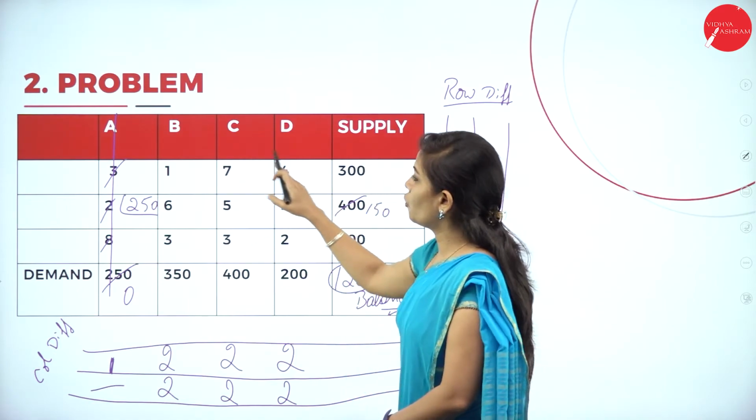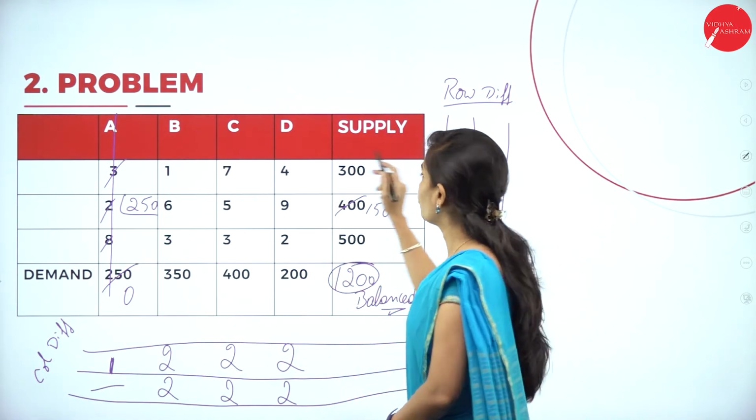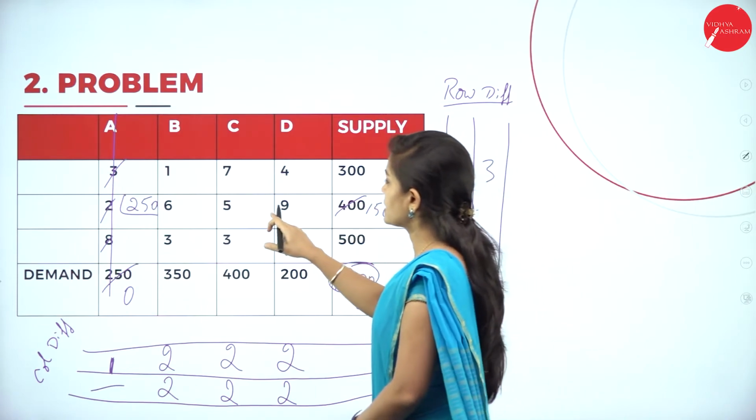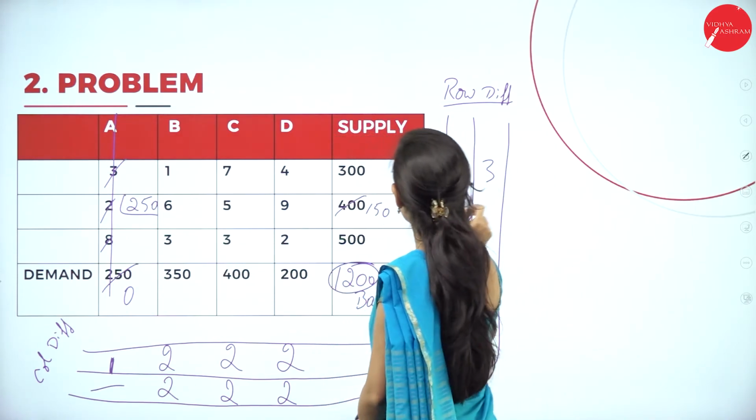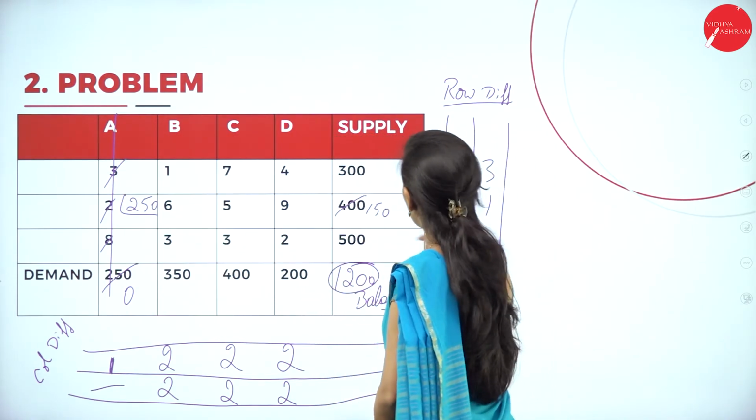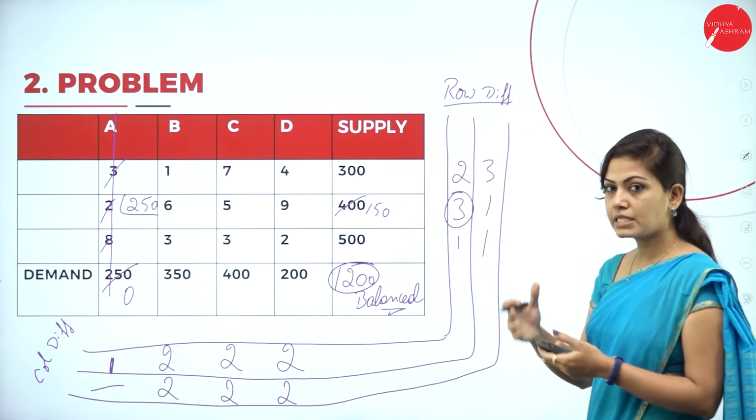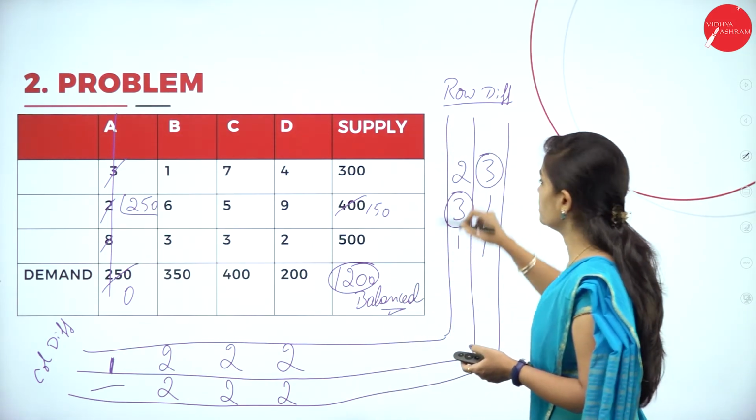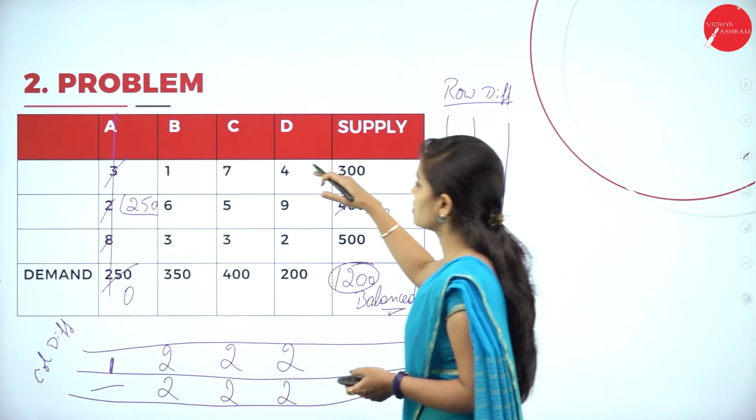And the next, row difference. So first row, 4 and 1, 1 is the least value. 4 minus 1 is 3. And the next row is 5 and 6, it is 1. 3 and 2, it is 1. And the next highest penalty cost is again 3. So I will consider this row.